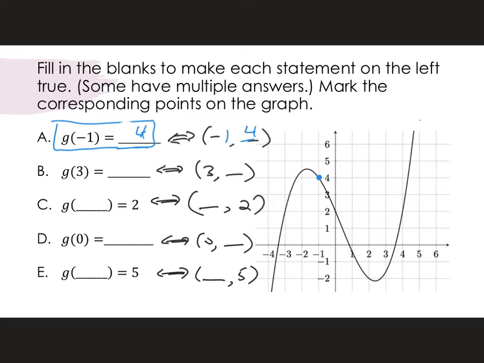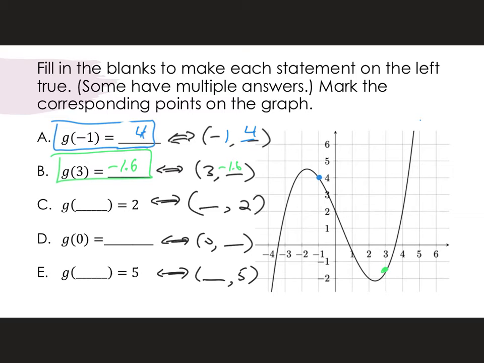Similarly, g of 3 means find the first coordinate is 3, and then see where the graph goes. So if the first coordinate is 3, my graph is here. I'm going to call that about -1.6. So when the first coordinate is 3, the second coordinate is -1.6, and the way I would write that is by saying g of 3 equals -1.6.